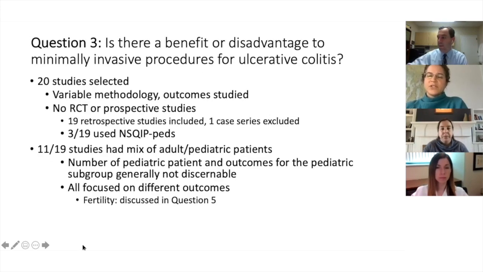The third question addressed by this review is: is there a benefit or disadvantage to minimally invasive procedures for ulcerative colitis? There are 20 studies that pertain to this topic. They all had variable methodology as well as variable outcomes that were studied. There were no randomized controlled trials or prospective studies. There were 19 retrospective studies that were included in our review and 1 case series that was excluded.